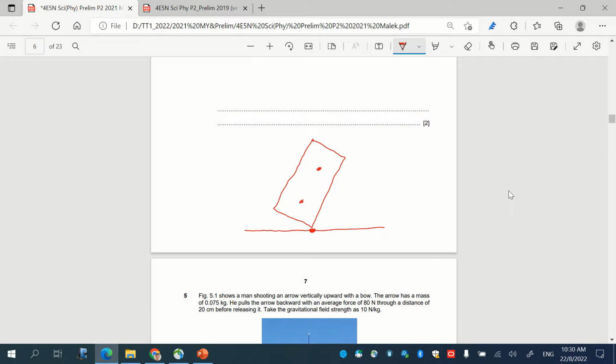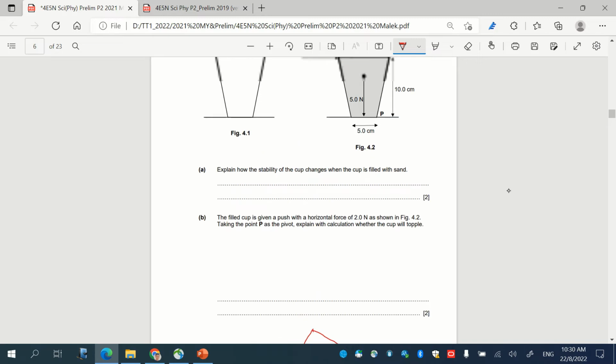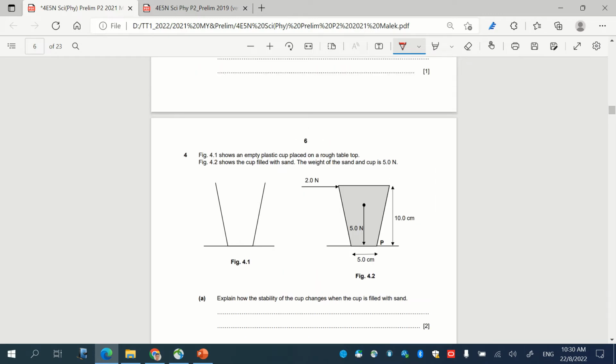Allow me to record a few more discussions with you about the prelim paper, 2021. Remember, this was where I ended, the 2021 prelim paper.